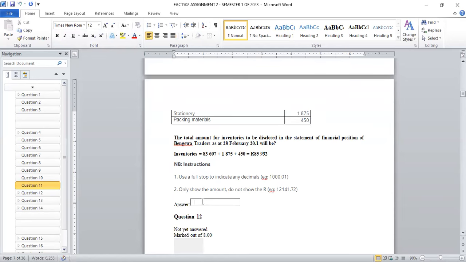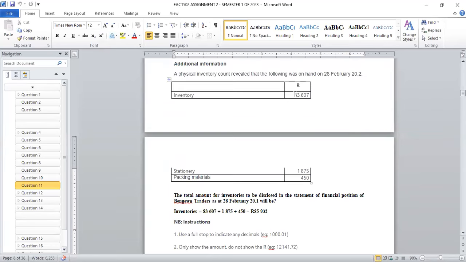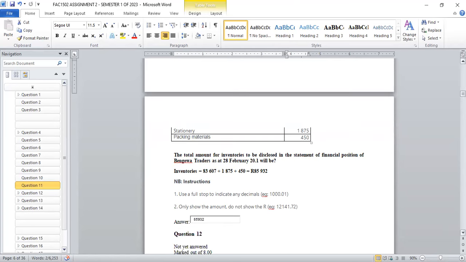So you should be very careful, because sometimes they don't ask you the inventory. They would say the trading inventory. If they say trading inventory, you would only include this one here. If the question says the amount for trading inventories, you'd only include the inventory. You don't include stationery and packing material. But if they say inventories, that's the one that you're going to disclose.